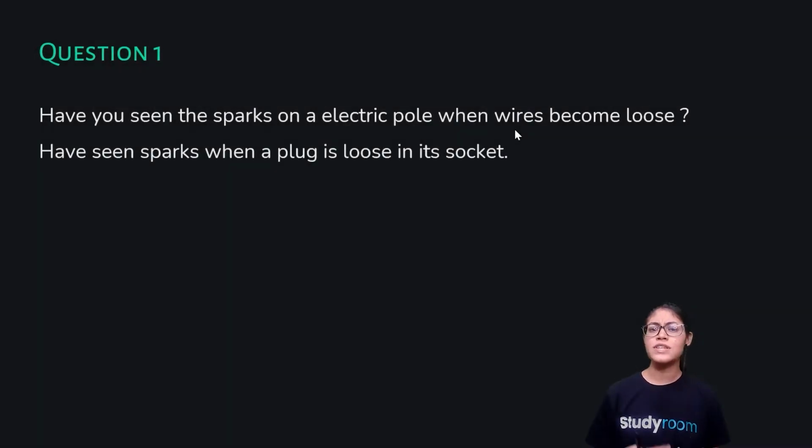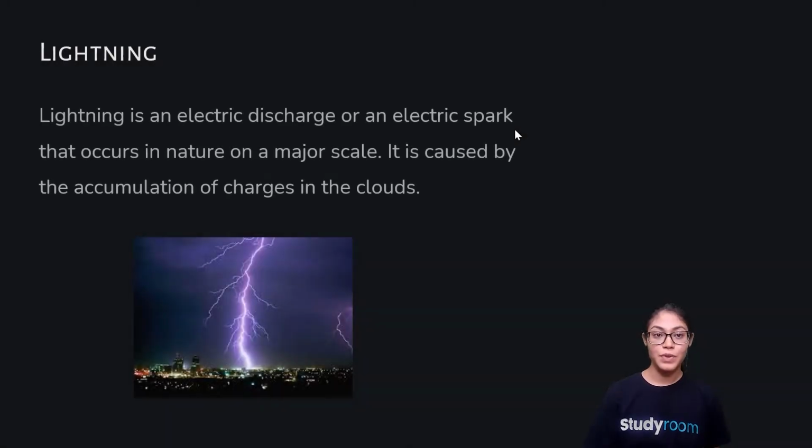Now, have you seen the sparks on an electric pole when wires become loose? Or have you seen sparks when a plug is loose in its socket? There must be some kind of lightning sparks which you must have definitely come across sometimes. So, what are these? Now, lightning. Lightning is an electric discharge or an electric spark that occurs in nature on a major scale.